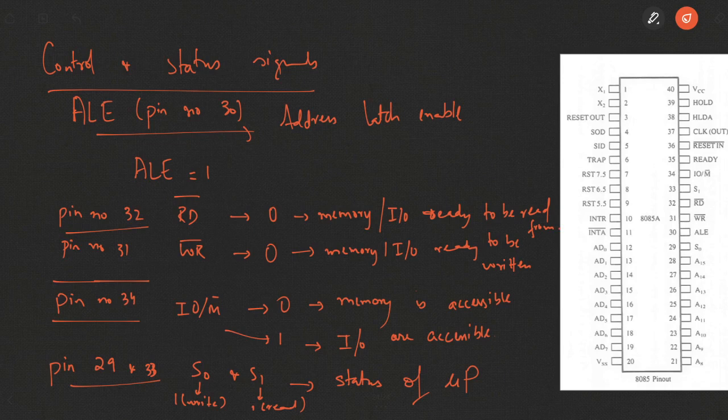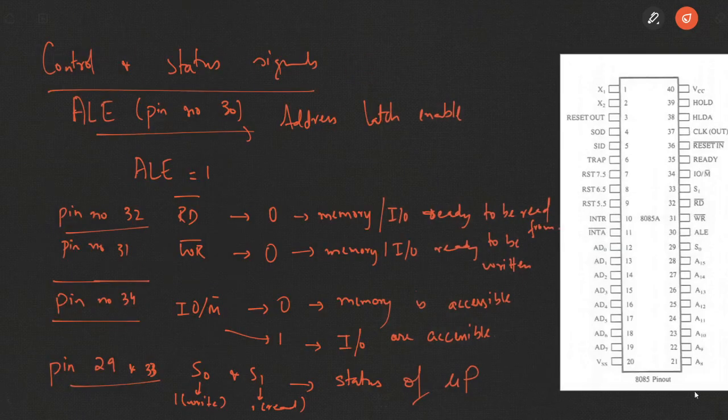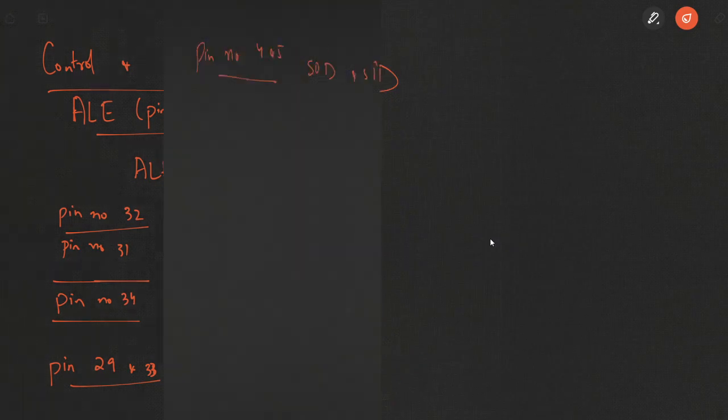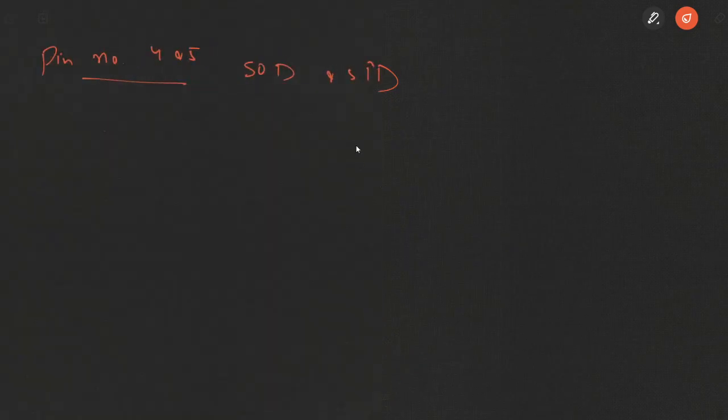Now we are left with two signals, SOD and SID, pins number 4 and 5. These are meant for performing serial operations. So SOD, that's pin number 4, is serial output, and SID is serial input, that's pin number 5.